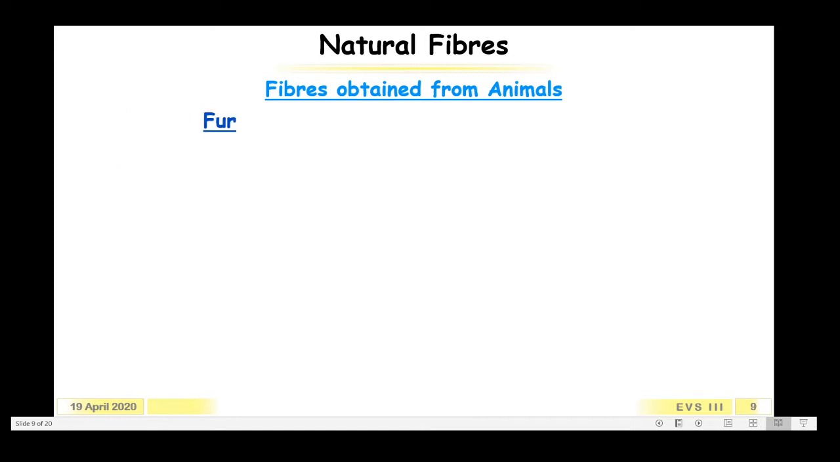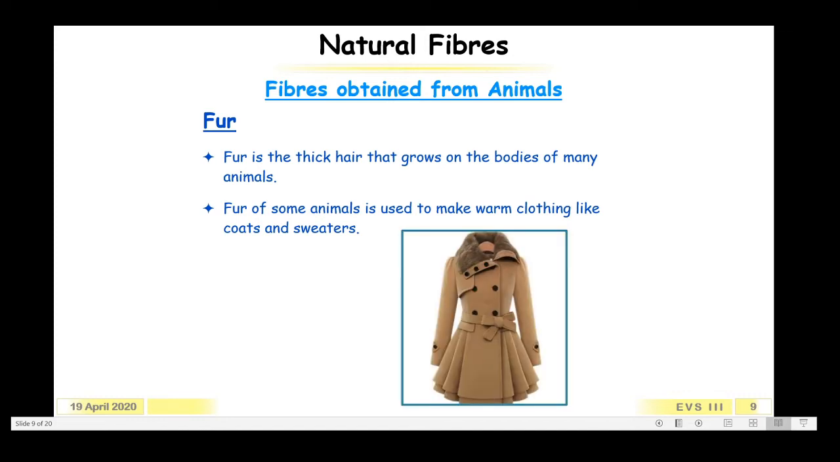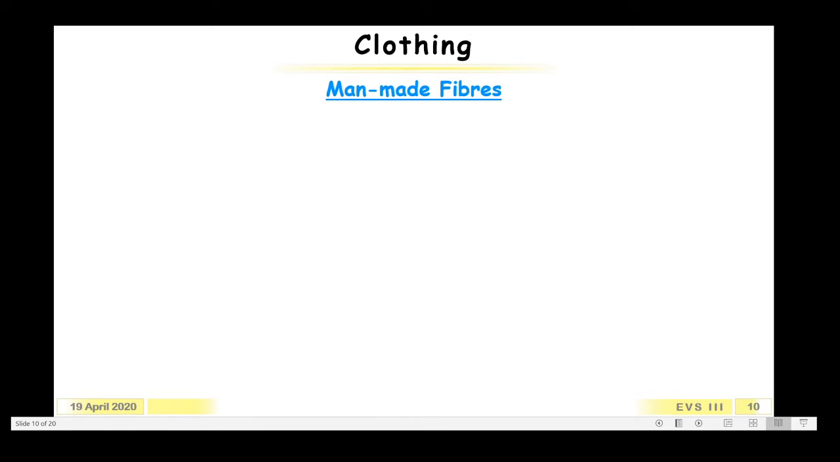Now let us take up another term, and that is fur. See, fur is somewhat different from wool. So, fur is the thick hair that grows on the bodies of many animals. And fur of some animals is used to make warm clothing like coats and sweaters. So, you must have seen furry coats, no? So, here we come to the end of natural fibers, and now we'll switch over to man-made fibers.